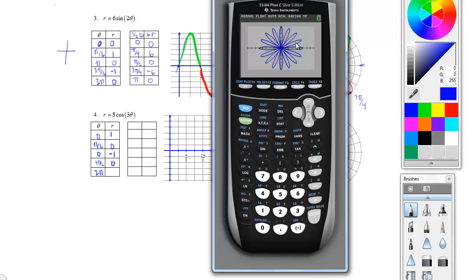So the graphs are beautiful and fun, and I'm sorry I missed this lesson with you today because I think it's kind of cool. Alright, let's do the next one.